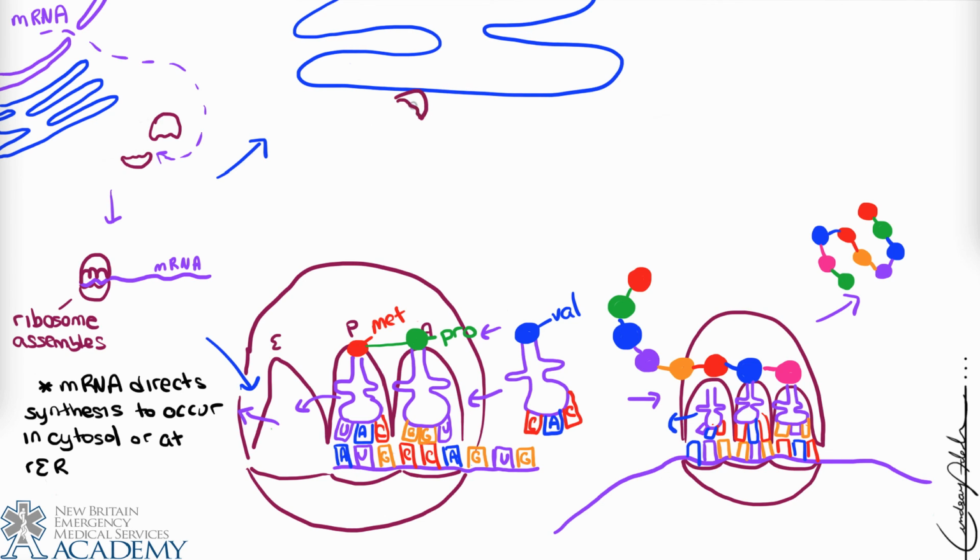All right, so now let's backtrack for a second and take a look at what happens if the mRNA contains a signal sequence that says that the protein needs to be made at the endoplasmic reticulum because it's going to be exported from the cell or placed into the cell membrane.